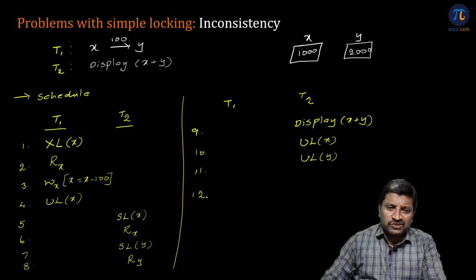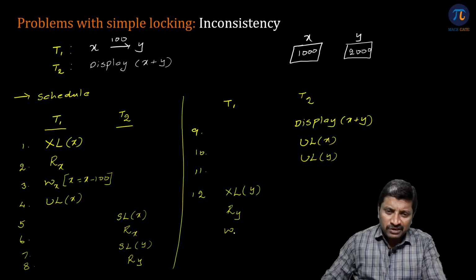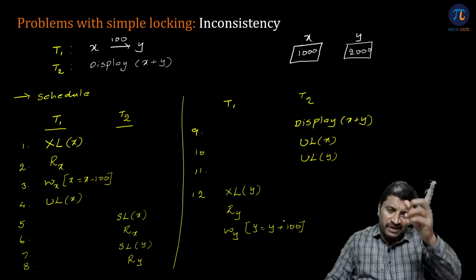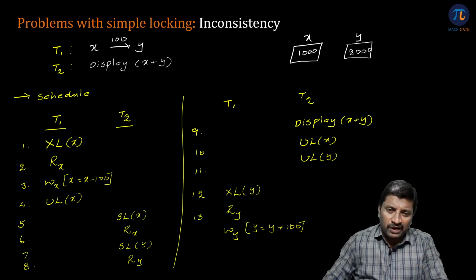Then my first transaction starts updating on Y. So he needs to get exclusive lock on Y. What is he supposed to do, sir? First he wants to read. Then he wants to write. In write operation, what will he do, sir? He will do Y equal to Y plus 100. Because the 100 which you subtracted from X, that we are supposed to add here. Then he will release it.